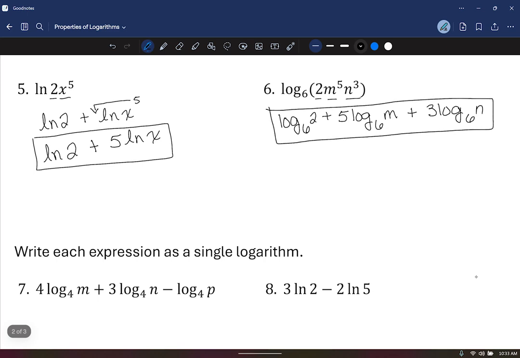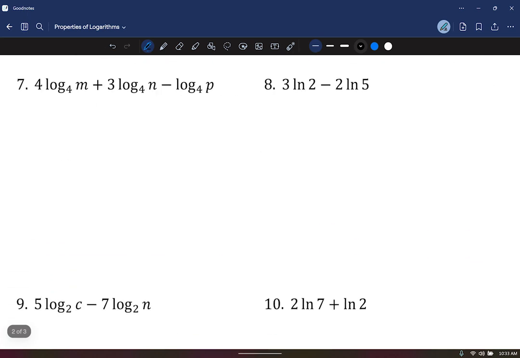All right, so now we're going to write these as a single logarithm, which means we're going to condense them. So if you have a number in front of your log, you need to go ahead and move that up to the exponent of your log. So now we have log base 4 of m to the 4th plus log base 4 of n to the 3rd minus log base 4 of p.